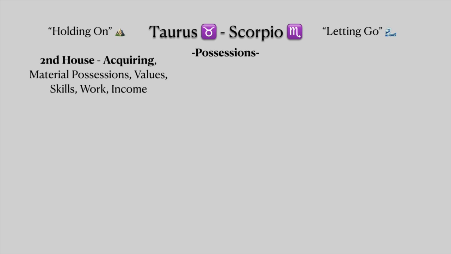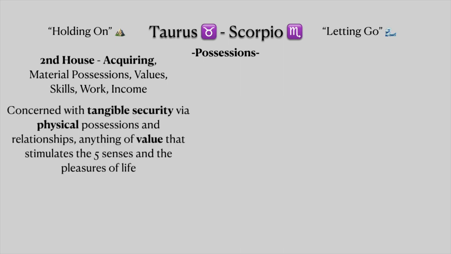Taurus and Scorpio. The theme here is possessions. Taurus is about holding on and is of the element earth. Scorpio is about letting go and is the element water. Taurus rules the 2nd house, which is acquiring material possessions, values, skills, work, and income.